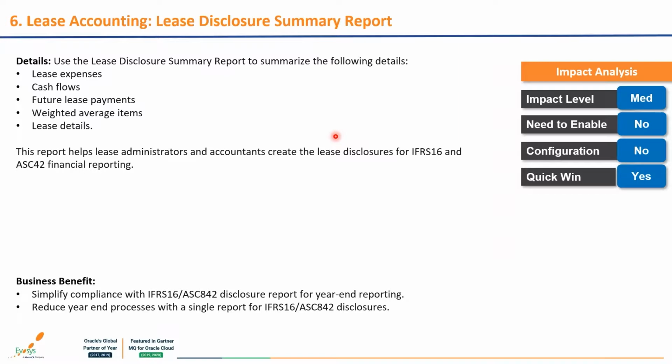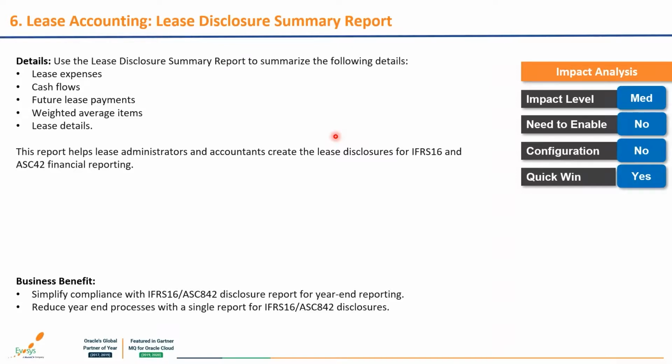Next update we have is for lease accounting. In this update, Oracle has introduced a lease disclosure summary report, which will summarize many more details of leases, like details of lease, any future lease payments, weighted average items, any lease expenses, and cash flows. All these details will be summarized into one single report. And moreover, this report is in line with disclosure requirement of IFRS 16 and ASC 842 for reporting.